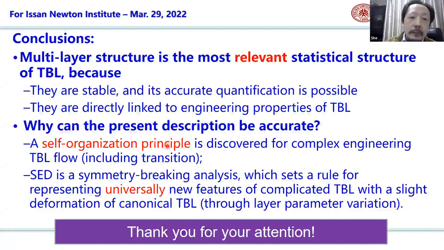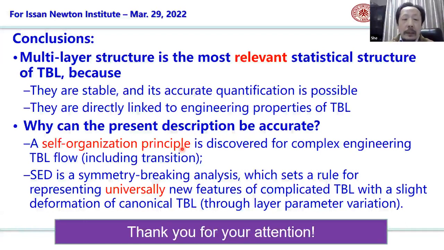And why is the present description so accurate? I think what is behind our formula is a self-organization principle for complex engineering TBL flows, including transition. And you know, transition is a non-equilibrium flow property, but already from the sublayer to the buffer layer, and from the buffer layer to the log layer, this kind of non-equilibrium transition already takes place. So why can we use the same principle to describe the transition from laminar to transition to fully developed regime, the same as from the sublayer to the buffer layer to the log layer.